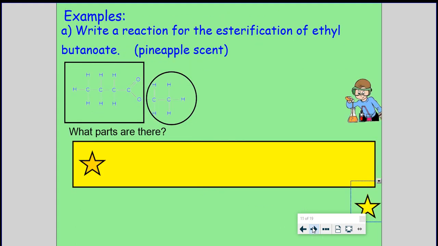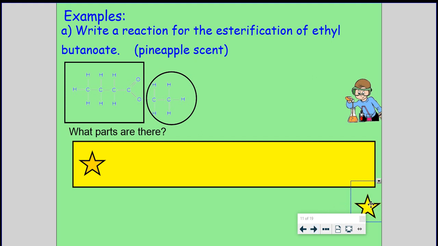Okay, so examples. Here, you're asked to write a reaction for the esterification of ethyl butanoate, which is given to you here, and that's the ester responsible for a pineapple scent. So for ethyl butanoate, you need to write the two reactants, namely the carboxylic acid and the alcohol. So draw those along with the conditions required to make that product. If you'd like, you can pause right now and give it a try. You can do that now, but we'll just continue in the video.